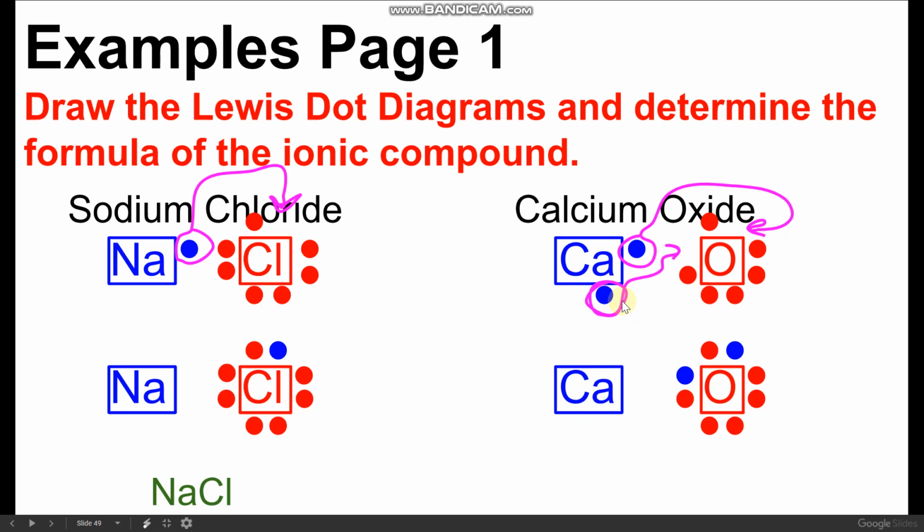Okay, since calcium donated 2 electrons, it would have a +2 charge. Since oxygen accepted 2 electrons, it would have a -2 charge. But when we write our formula, we see there's only 1 calcium and 1 oxygen ion, so it's going to be CaO. Okay, let's move on to the next example.